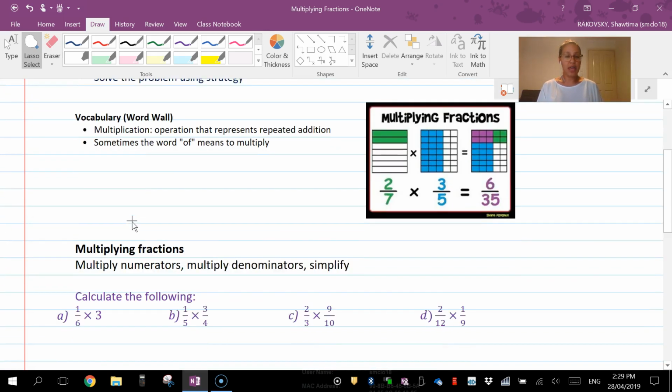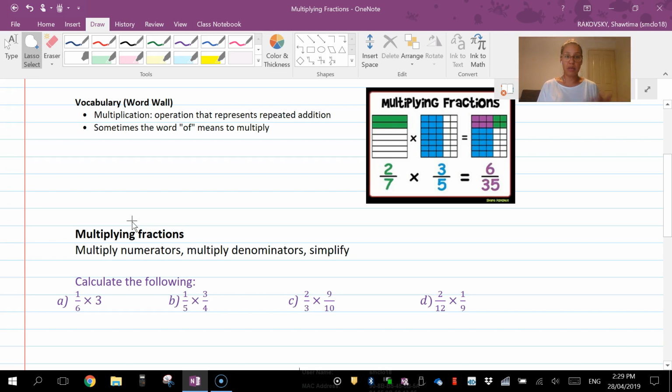So to have a look at your vocab to start off with, multiplying just means repeated addition. When we say 3 times 4, we're saying what's 3 groups of 4? That's like saying 4 plus 4 plus 4, so you can see there's 12. In that case, you might hear the word "of" being used to represent multiplication.